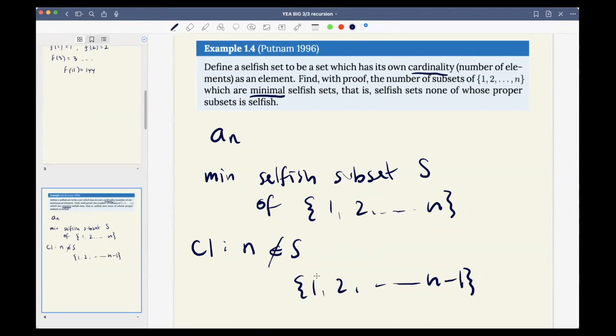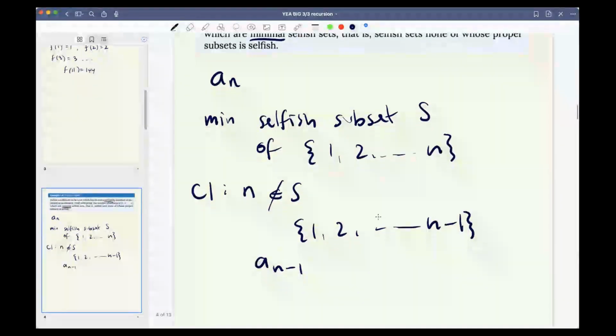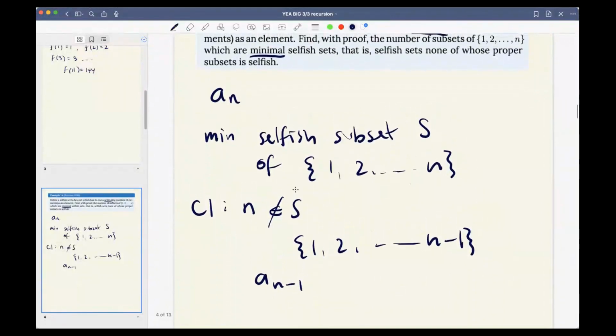So essentially, if you're looking at this case, then it's equal to A of n minus 1, just by definition of what we defined A as. And then the other case must be if n is in the set, right? We're determining that it is in the set.